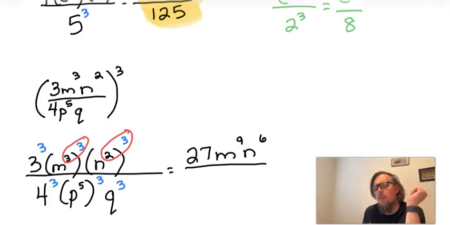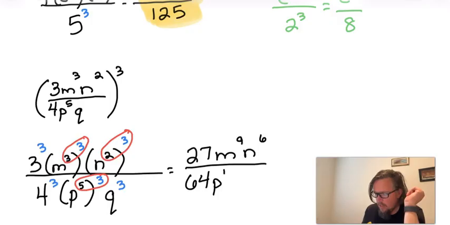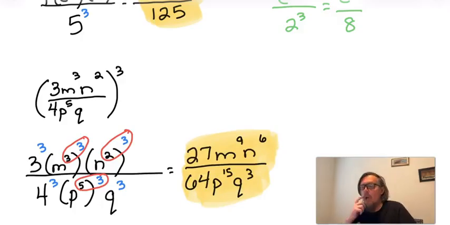And then on the bottom, 4 to the third power, we did in the previous problem, that's 64. And then p to the 5 times 3 is 15, so p to the 15th. And then just q to the third power. And will 27 over 64 reduce? I don't think so. So that's our final answer as well.